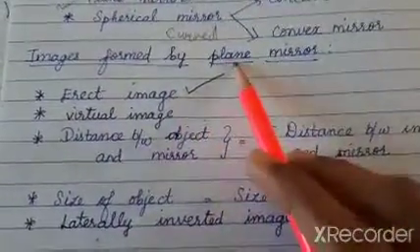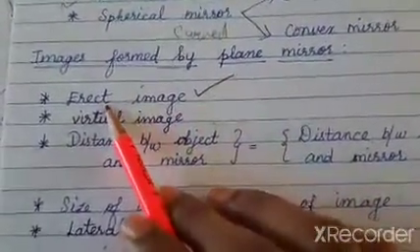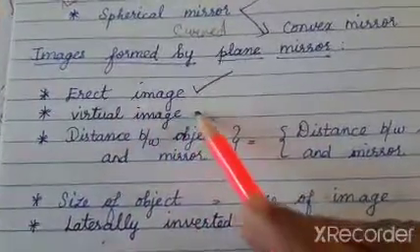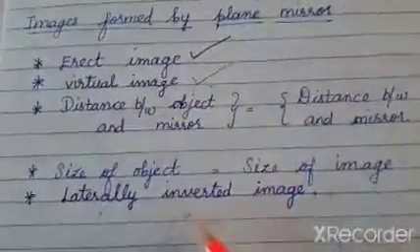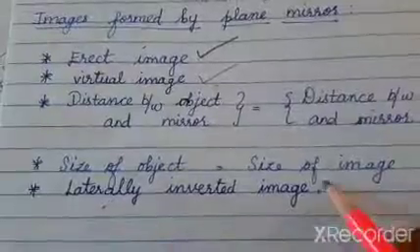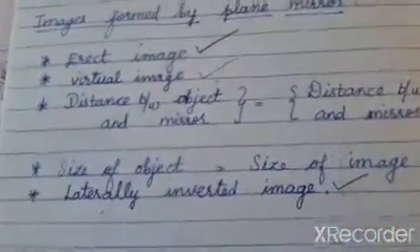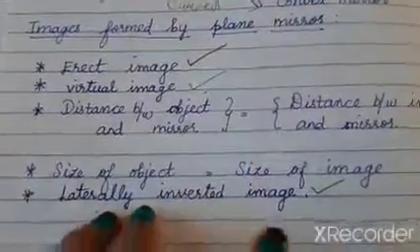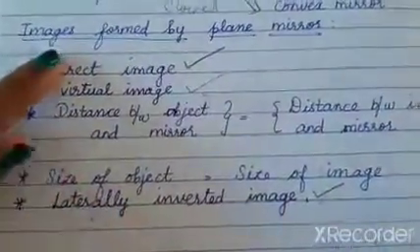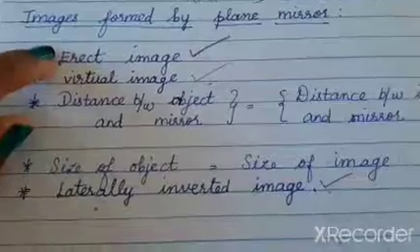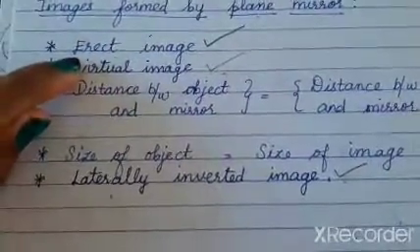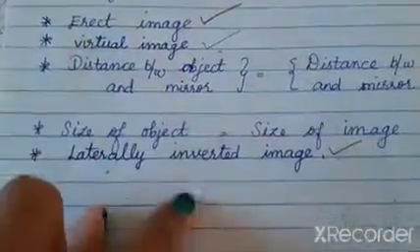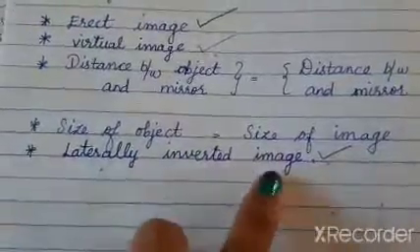Okay, so in a plane mirror, the image obtained is erect and virtual, this we already discussed, and a laterally inverted image, this also we already discussed. Right? So the image obtained by the plane mirror is always a straight, upright, erect one, and it is an imaginary or virtual image and a laterally inverted image.